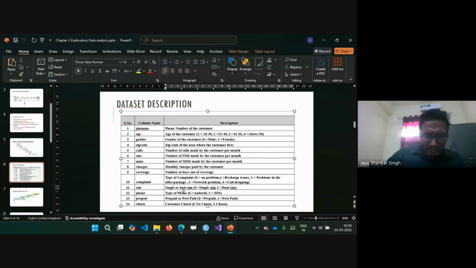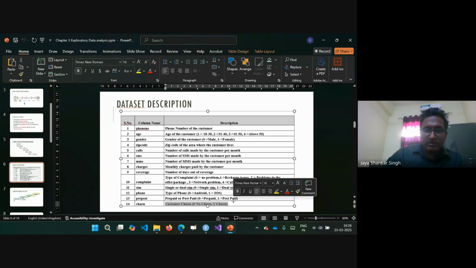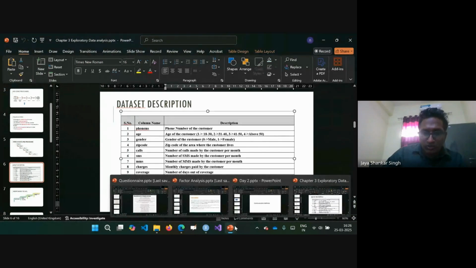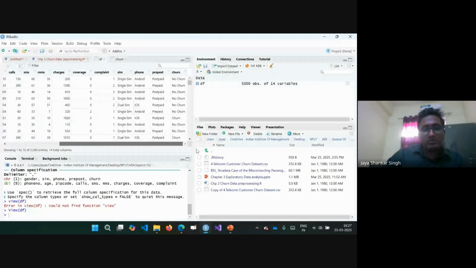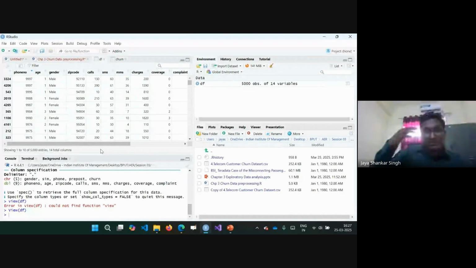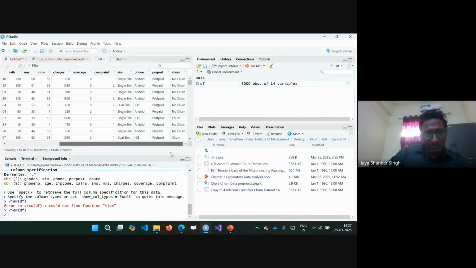Whether he or she is using a single or dual SIM phone, type of phone, Android, iOS, all that information is there. And also churn information is there, whether they left the company or not. 0 means no churn, 1 means churn. So what we are trying to do here is, first we will try to understand the data, and then we will build a model to predict whether a future consumer will churn or not, based on their past 1 month behavior, the number of calls they are making or the charges, depending on how I'm building the model. Everyone can build their own model.